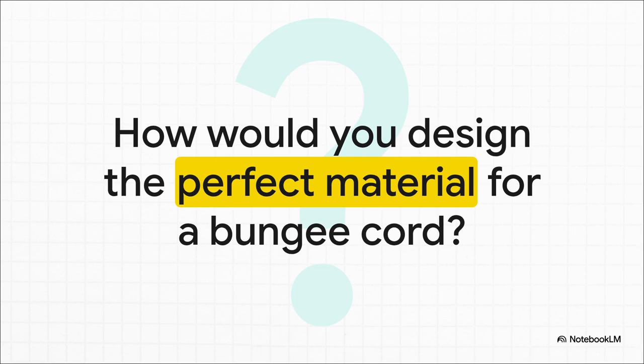Think about that bungee cord. You'd want a material with a really low Young modulus, right? Something super stretchy that can store a massive amount of strain energy without snapping. See? The physics defines the function. So what other material properties do you think would make the perfect bungee cord?